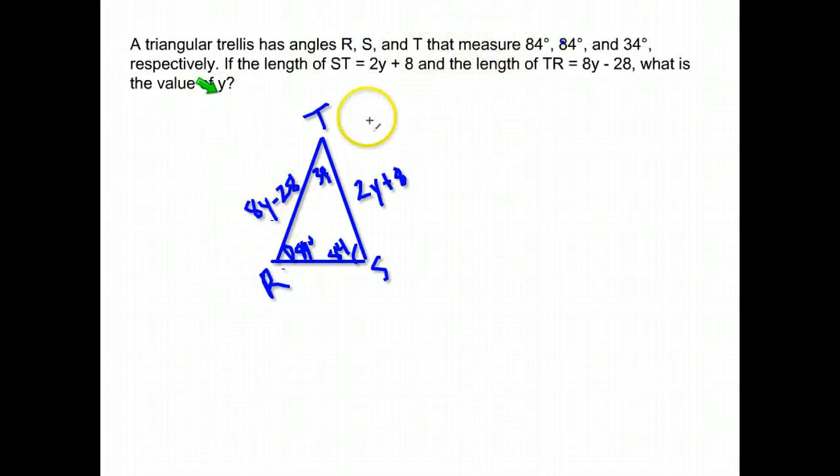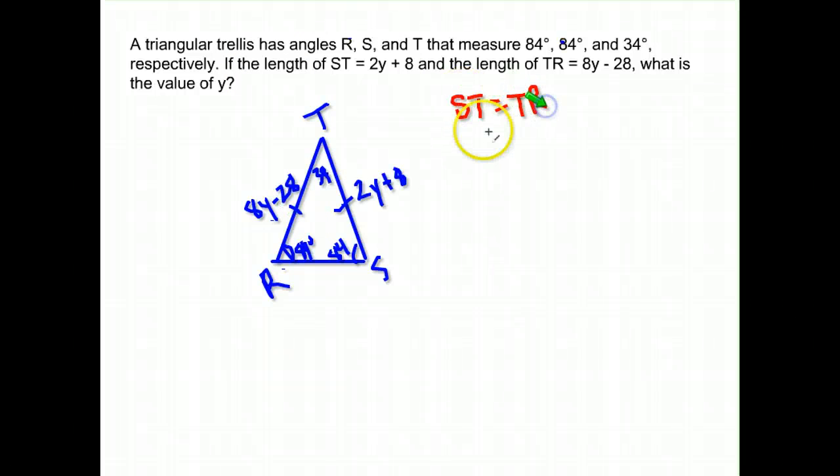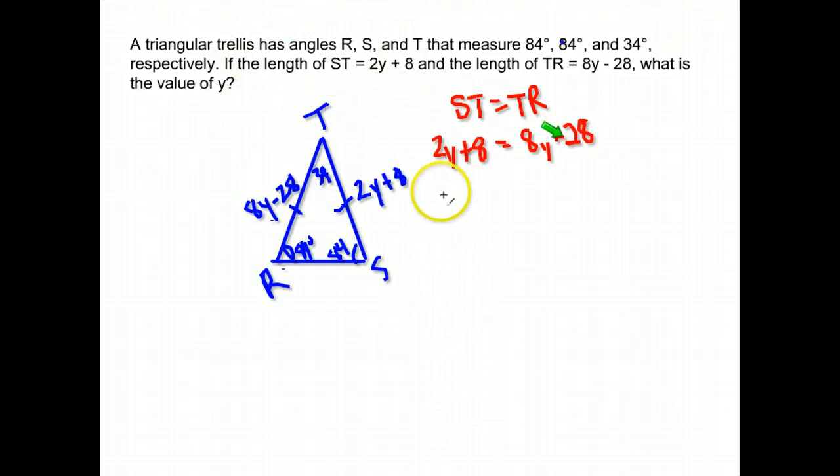Well, we're using the converse of the isosceles triangle theorem here. We know we have 2 congruent angles, so that tells us that the sides across from those angles are congruent. So what does that tell us? It tells us the 2 sides they gave us, ST and TR, are equal in measure. We fill in what they're equal to. So that gives us that 2y plus 8 would have to equal 8y minus 28. And then we have this equation that we need to solve.